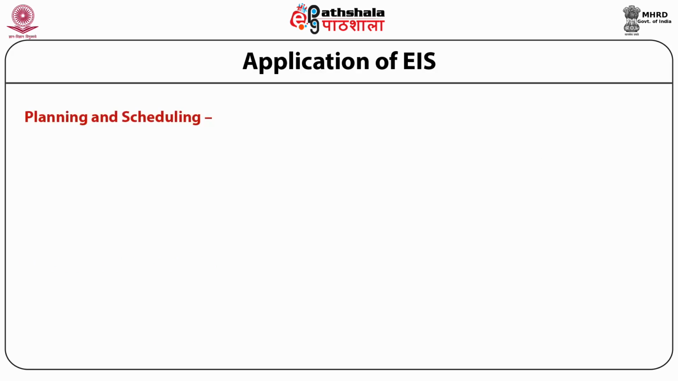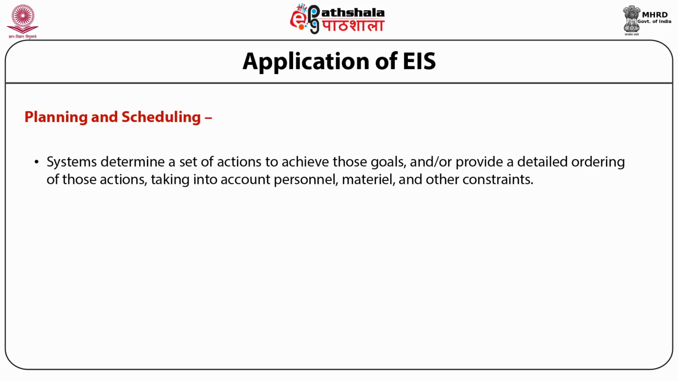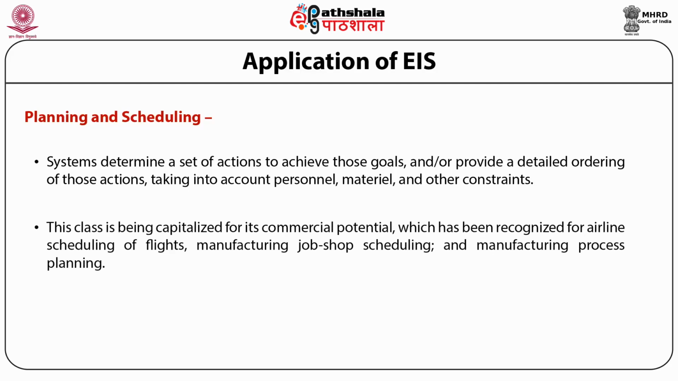Planning and scheduling. Systems determine a set of actions to achieve those goals and provide a detailed ordering of those actions, by taking into account personal, material, and other constraints. This class is being capitalized for its commercial potential, which has been recognized for airline scheduling of flights, manufacturing, job shop scheduling, and manufacturing process planning.